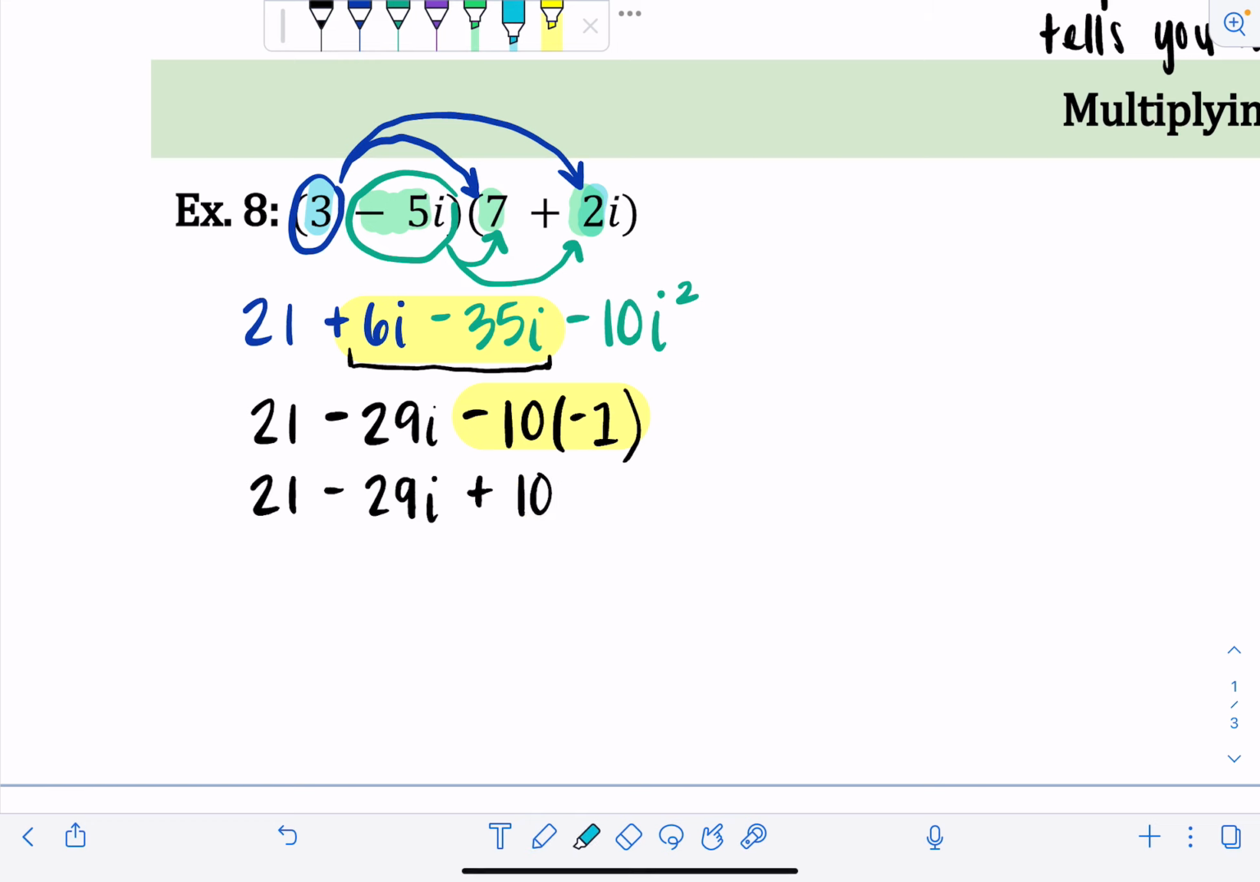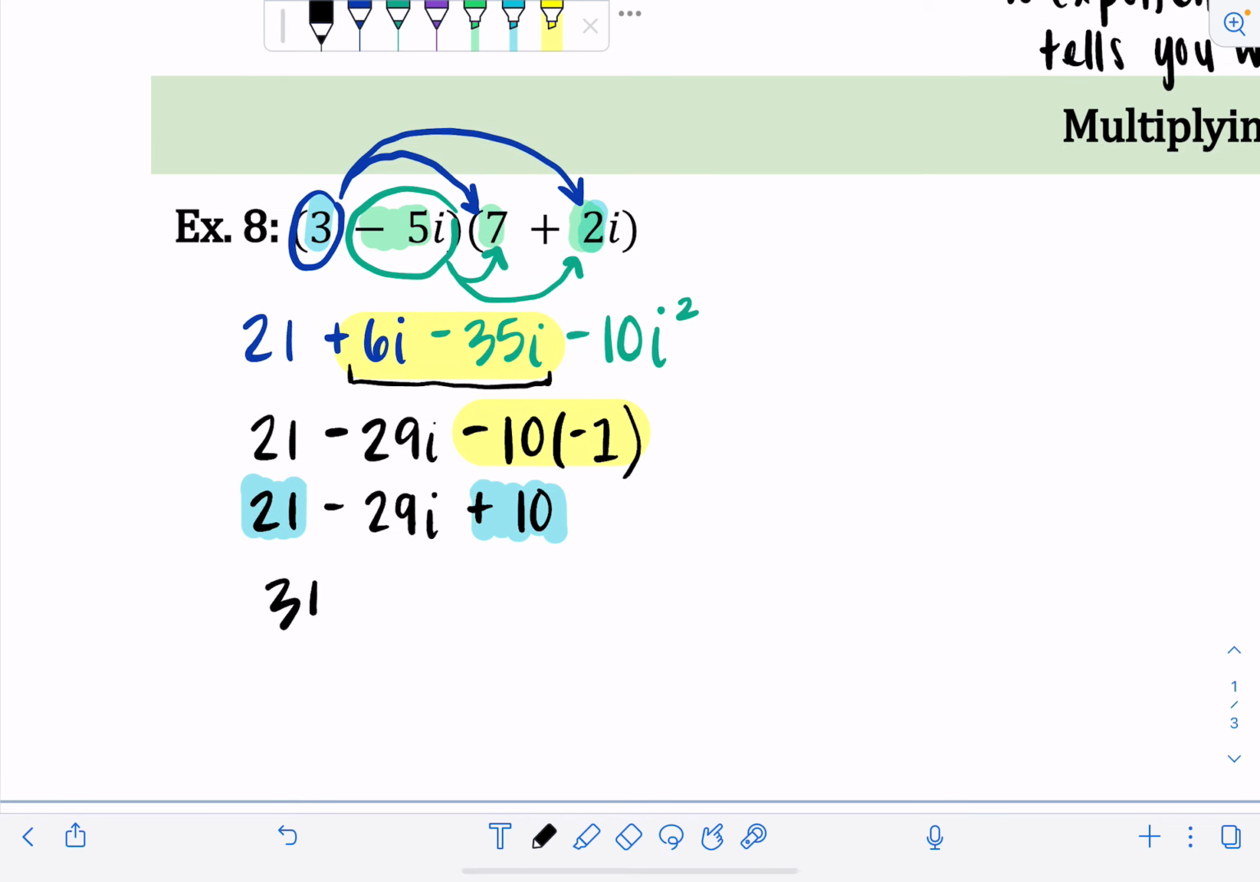And then I can go ahead and combine like terms again. We're almost done. So I have 21 and a 10 that are both like terms because they don't have an i attached to them. So I can add those two together to get 31. And then minus 29i. So 31 minus 29i is our final answer. And you want to write the 31 first, the minus 29i second, so that the real part comes first, the imaginary part comes second, and it's in standard form.